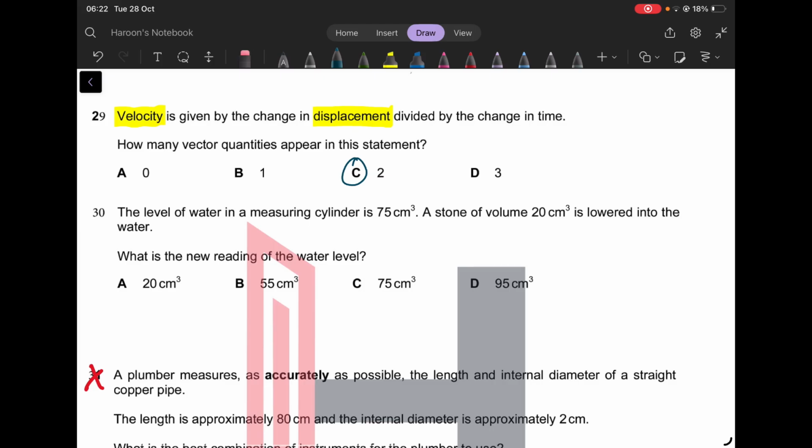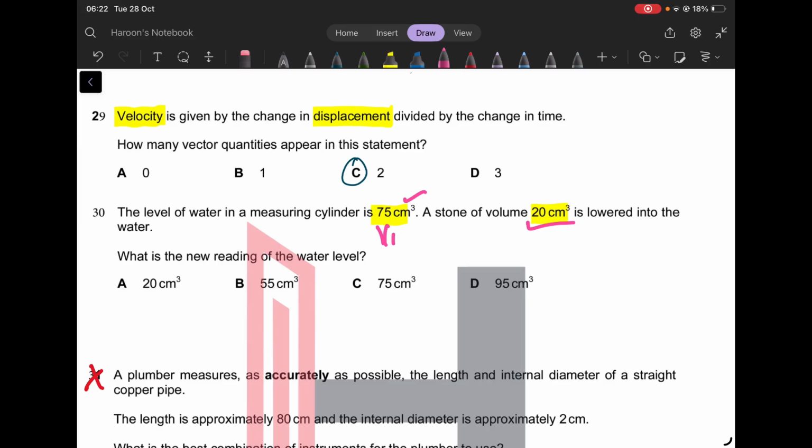The level of water in a measuring cylinder is 75 cubic centimeter. A stone of volume 20 cubic centimeter is lowered. Initially, this is your V1 basically. This is your V1. Now, a stone of volume 20 is lowered in it. So this is for water only, 75.